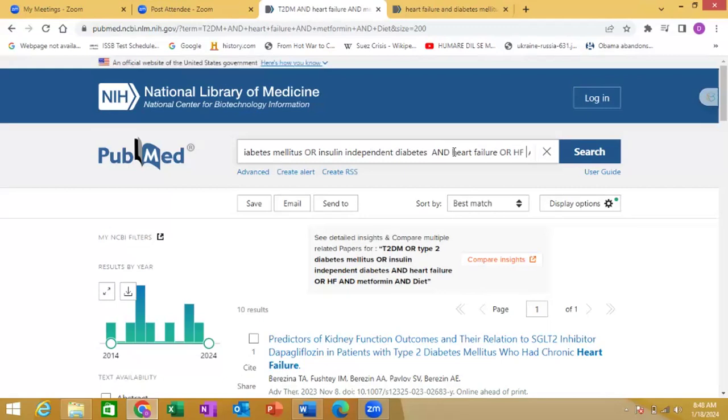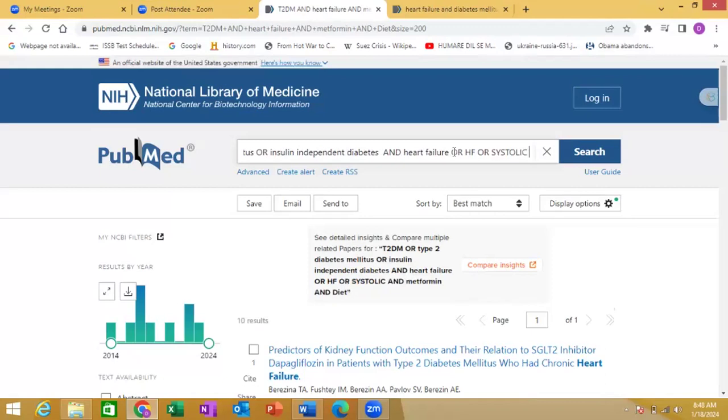OR, you can say, systolic heart failure. That's common. Systolic heart failure is common. Again, I'm separating heart failure from metformin. Metformin is a separate entity, and heart failure is a separate entity. So we are separating these two concepts from each other using the Boolean term AND.